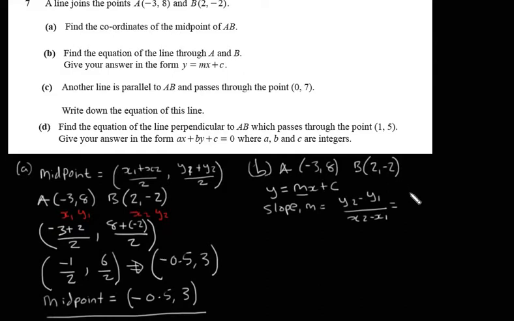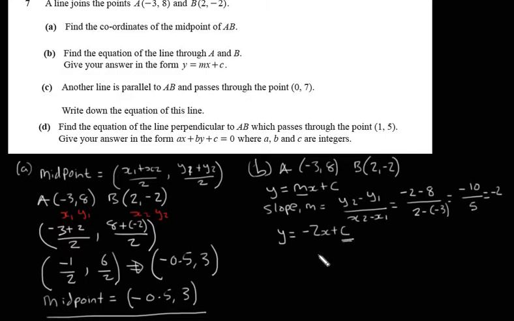We know that y2 is -2 and y1 is 8, divided by x2, which is 2, minus -3. Here we get -10 divided by 5, which is equal to -2. Hence we get the equation in the form of y is equal to -2x plus c.